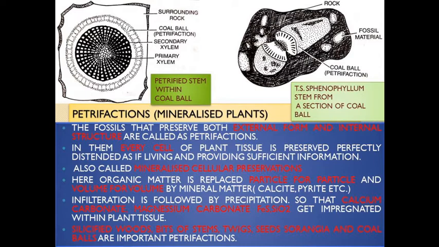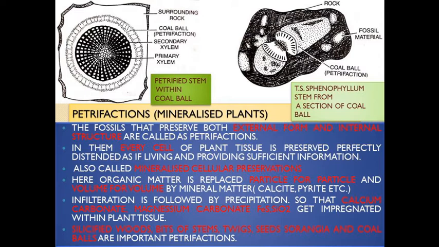So these fossils also show several substances like cellulose, lignin, which are also present in living plants. Petrifactions are rare but are the most suitable for the study of structural details. So infiltration is followed by precipitation. Calcium carbonate, magnesium carbonate, ferrous salt, silica, they get impregnated within the plant tissue. So examples are silicified woods, stem, twigs, seeds, sporangia, coal balls.